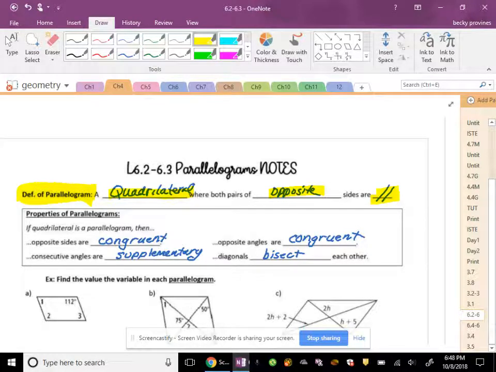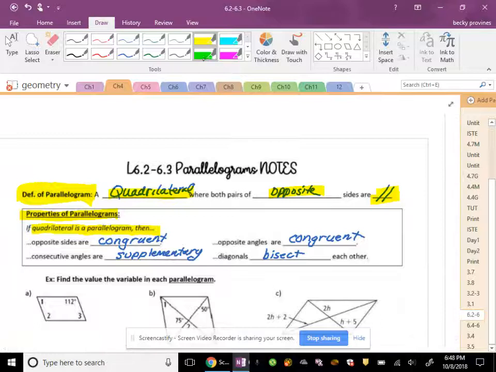Now, once you have a parallelogram, there's lots of properties that are true. So make sure you fill these in. These are important. You'll need to know them to complete all the problems within this lesson. So the properties of a parallelogram. If the four-sided figure, if the quadrilateral is a parallelogram, then these things are always true.